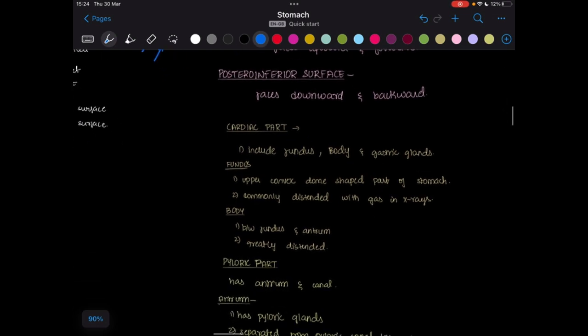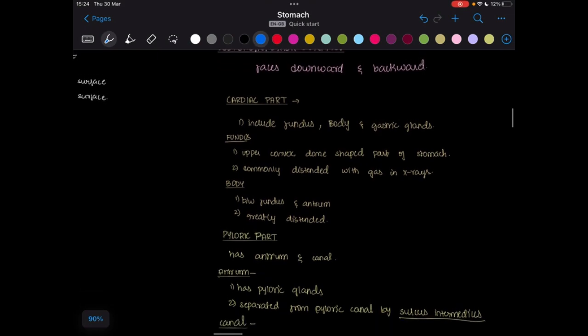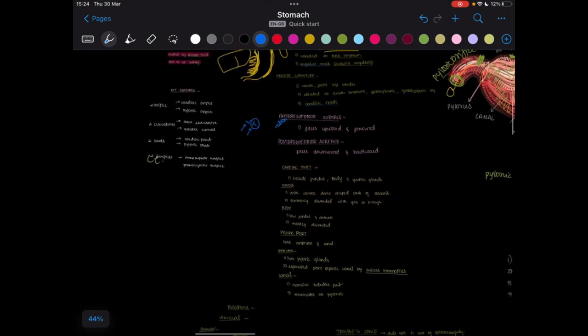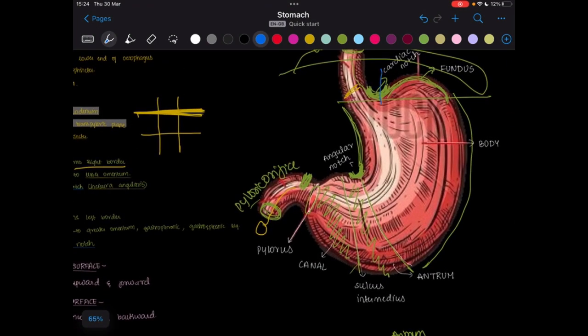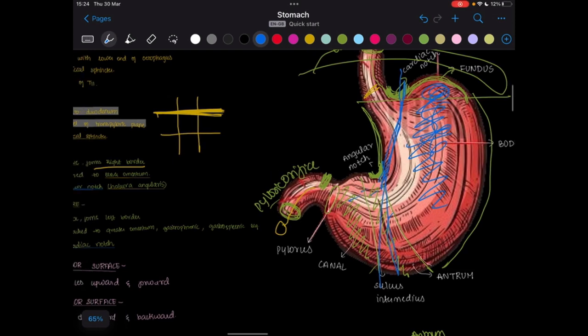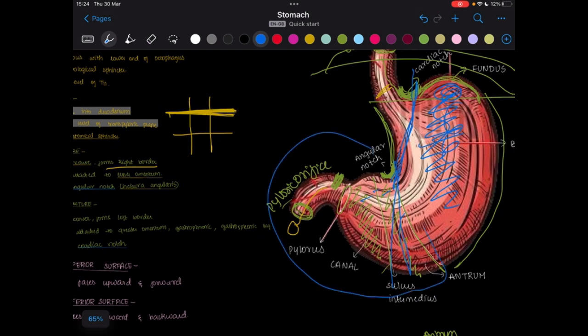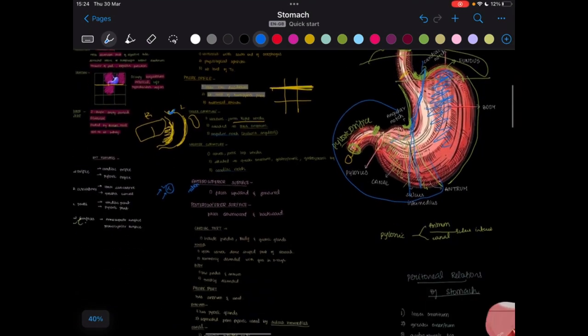Right, after that we'll talk about the cardiac part and the pyloric part. We have divided it based on a line drawn from the cardiac notch towards the left side to the angular notch. Based on this, you are able to divide the cardiac part, which includes the fundus and the body, and the pyloric part, which includes the antrum, canal, sulcus intermedius, and the pyloric sphincter, pyloric orifice, which is basically the antrum and the canal.